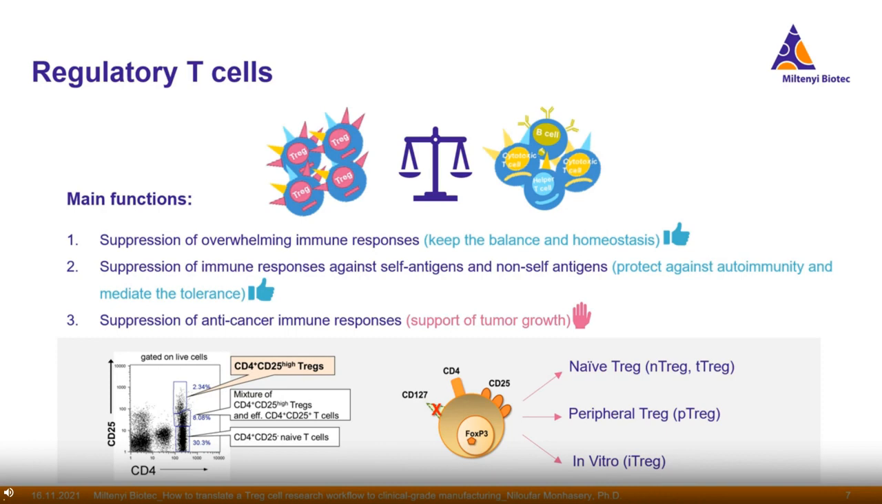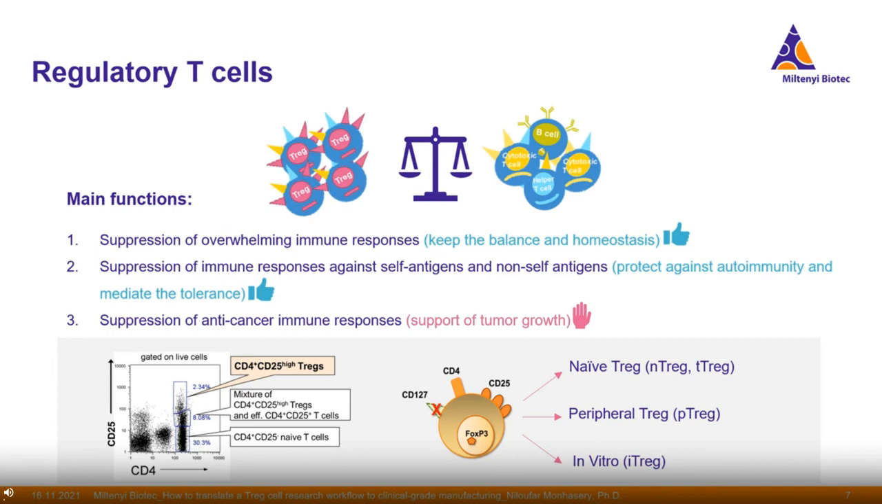And the third functionality of Tregs is suppression of anti-cancer immune responses, which supports tumor growth. It's a functionality that needs to be considered, especially during cancer treatment, as Tregs in this area are supporting the tumor growth, and their functionality actually needs to be controlled.